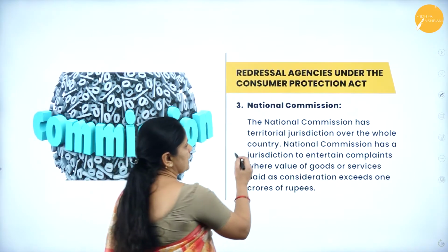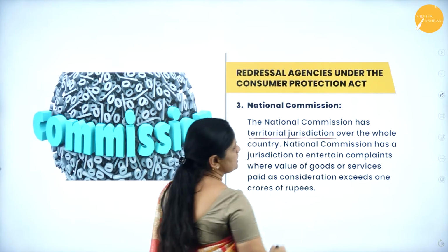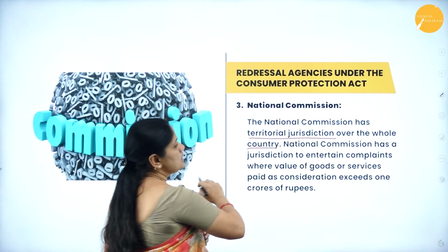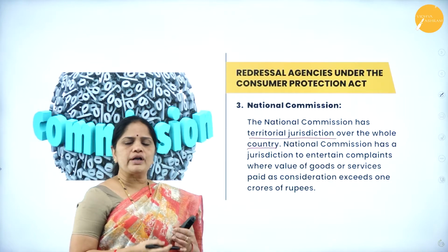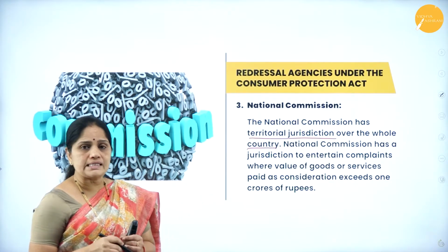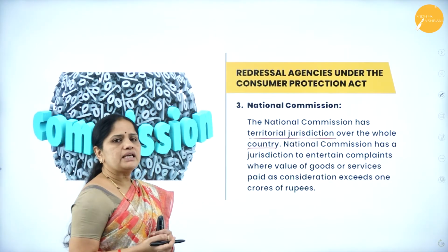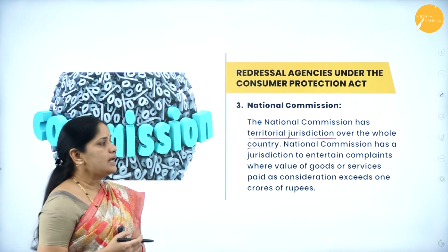So the National Commission has territorial jurisdiction over the whole country. So the entire nation, if they are not satisfied with the district forum, or if they are not satisfied with the State Commission, they can always take an appeal to the National Commission.